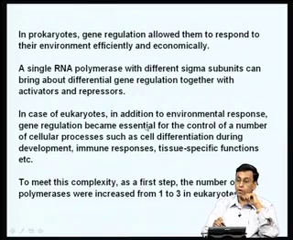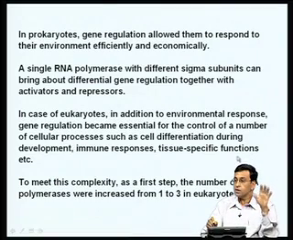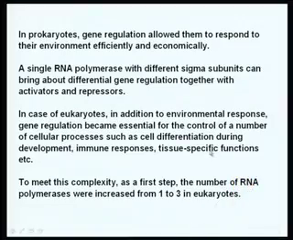Now let us come to eukaryotes. In the case of eukaryotes, in addition to these environmental responses or environmental stress signals, gene regulation became essential for the control of a number of cellular processes such as cellular differentiation during development, immune responses, tissue specific functions, and so many other processes, because the eukaryotes become more and more complicated. You have various tissues and you have a developmental pattern which is very, very different. Many proteins have to be made, and they have to be regulated properly, and the nervous system is much more complex. So there are all kinds of complications.